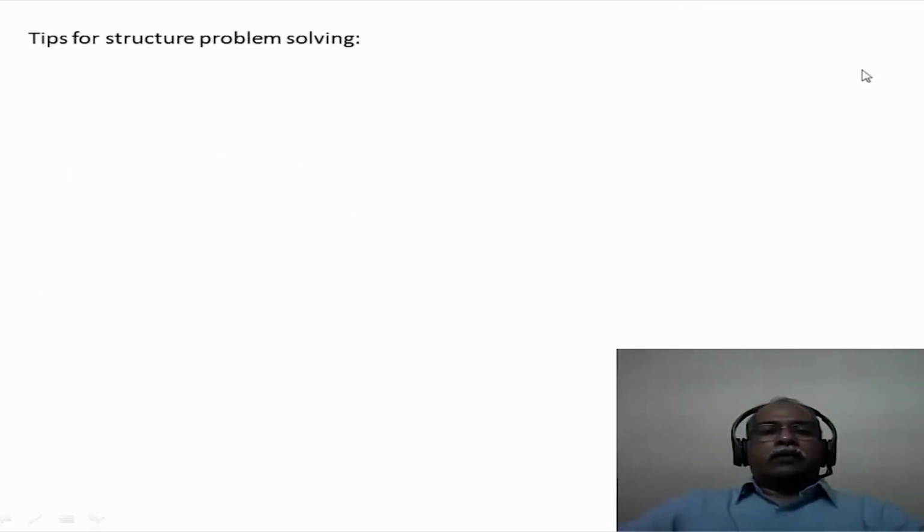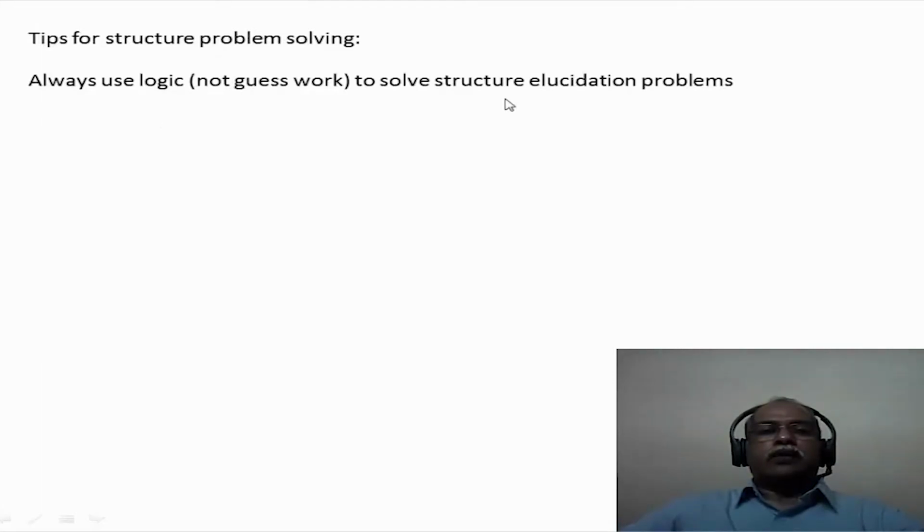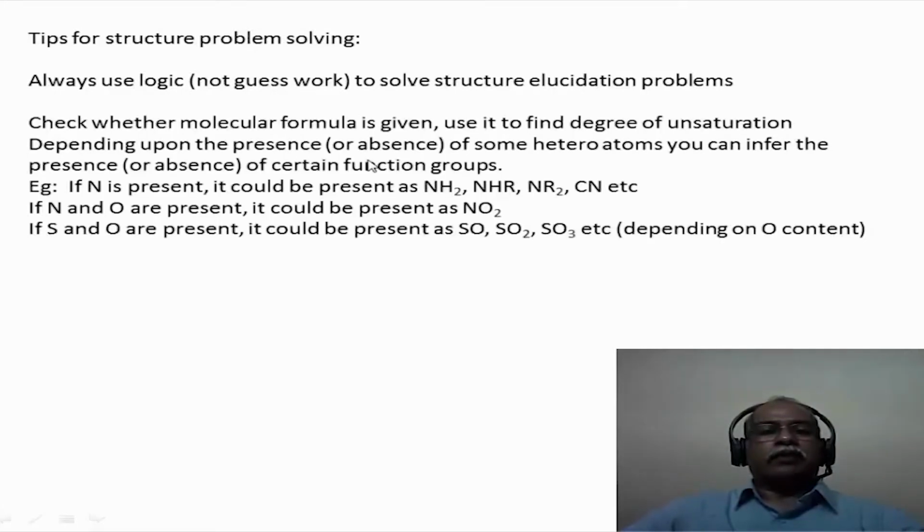Now let us see if we can give you some tips for the problem-solving session. First of all, always use logic to solve structure elucidation problems. Do not do any kind of guesswork, because guesswork can actually lead you in the wrong direction and end up in a mess of things which is not easy to solve afterwards. Check whether the molecular formula is given. If it is given, use it to find the degree of unsaturation. Depending on the presence or absence of heteroatoms, you can infer the presence or absence of certain functional groups.